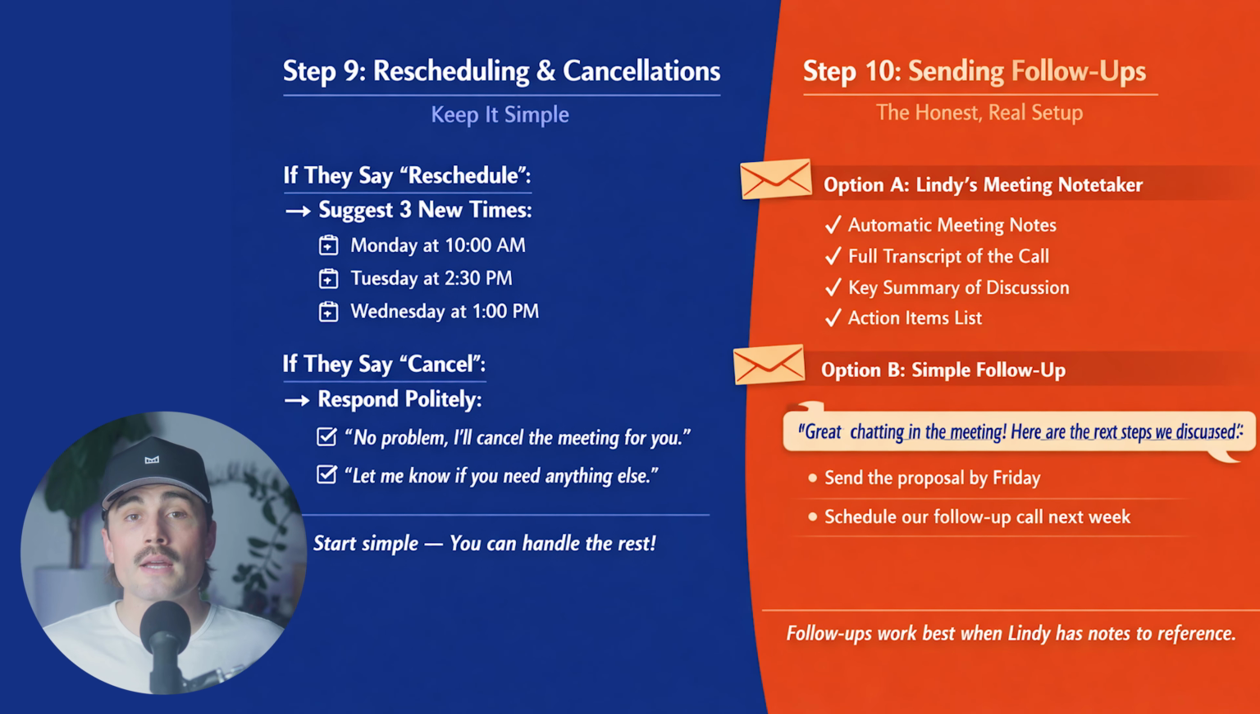Step 9, rescheduling and cancellations. So you can absolutely design the assistant to handle reschedules, but don't make it too complicated on day 1. Start with, if someone says reschedule, offer 3 new times. If someone says cancel, confirm cancellation politely and remove the event.